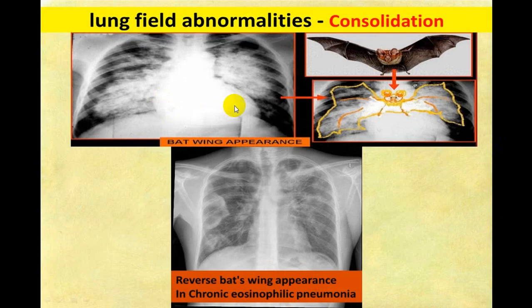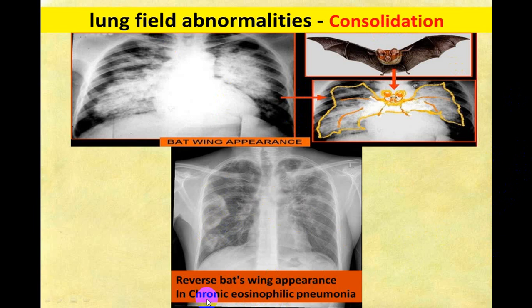Again, cardiomegaly, bronchovascular marking markedly prominent, and it looks like a bat wing. So it is called bat wing appearance or butterfly appearance. Very characteristic. And that is a characteristic of what we call congestive heart failure. And this is called reverse bat wing appearance.